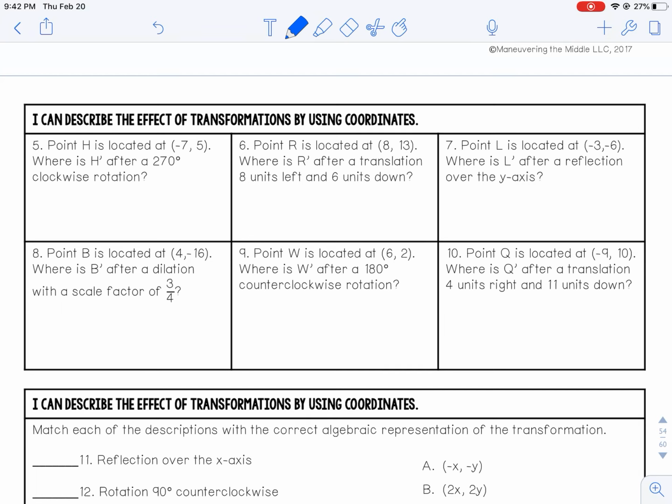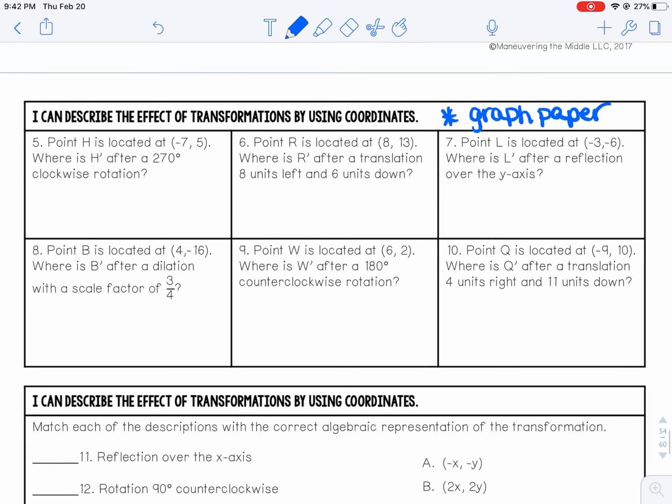You need access to graph paper on this part. So again, I'm going to leave instructions that you have access to graph paper or the marker boards. If you do that, then it's going to make everything easier for you, but you need graph paper or a marker board to be able to work on that one.